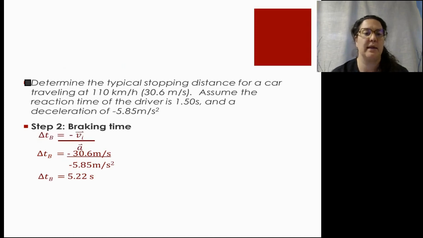Step 2, calculate our braking time. So we take our final velocity of 0, subtract our initial velocity of 30.6 meters per second, and divide it by our acceleration of negative 5.85 meters per second squared, giving us a total braking time of 5.22 seconds.